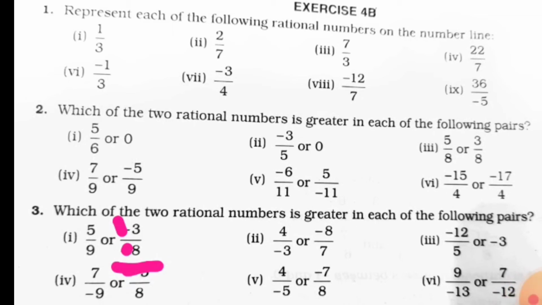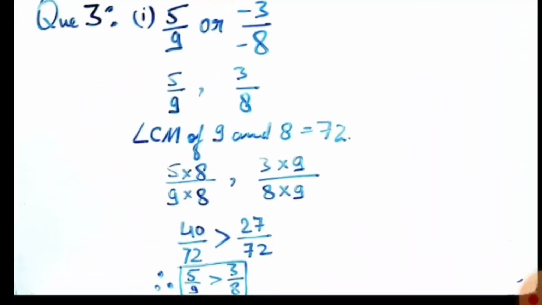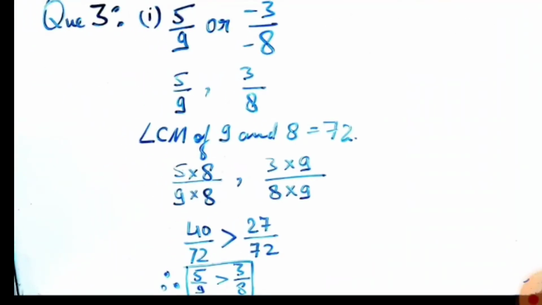If one is positive and one is negative, what will happen? Directly we can say the positive rational number is greater than the negative one. No need to make the denominators equal, no need to do anything. But here minus 3 by minus 8 is also a positive rational number, and 5 by 9 is also a positive rational number. So we need to compare by making the denominators equal first.